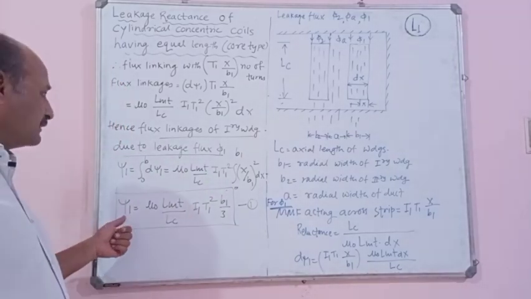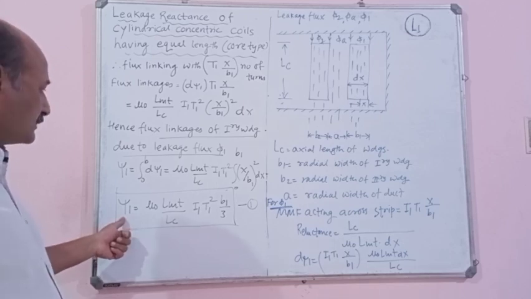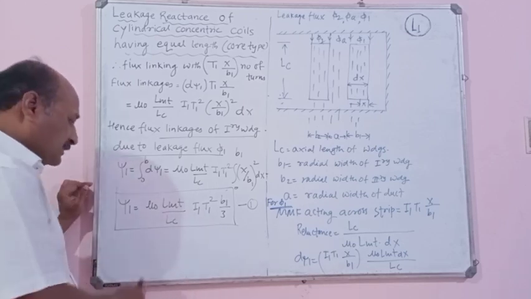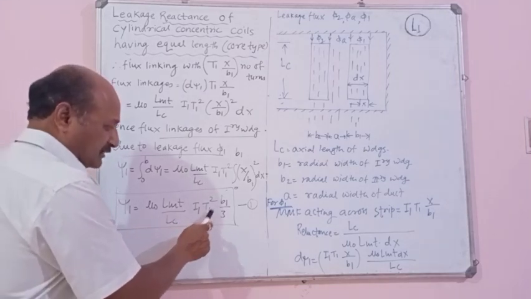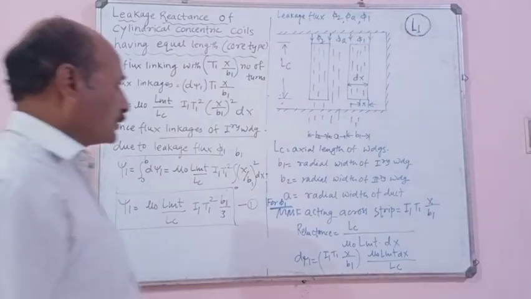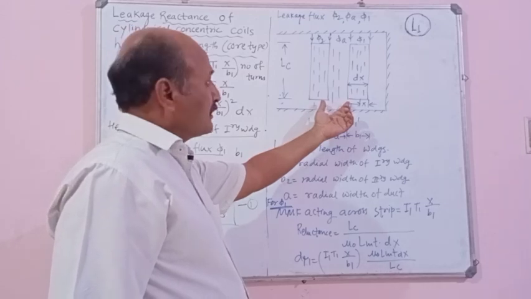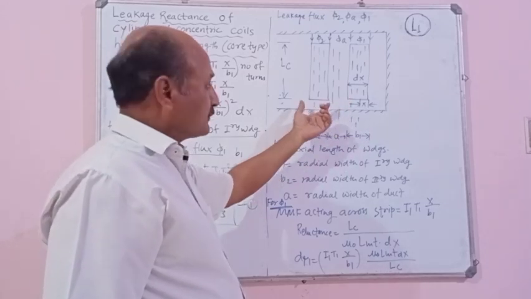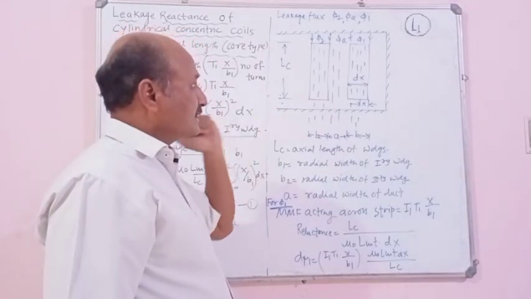So what is the value of psi1? Psi1 is nothing but the flux linkages of the primary winding due to the leakage flux phi1, equal to mu 0 LMT by LC I1 into T1 square B1 by 3. So what is the next expression? The next expression is the leakage flux linkage of the duct, and the third one is nothing but the flux linkages for the secondary flux, that is phi2.